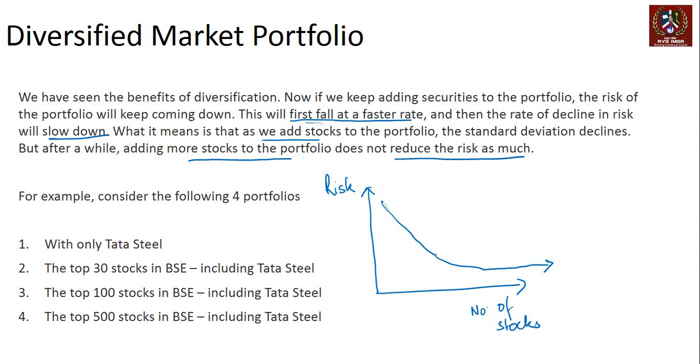Now, there are mathematical formulae which suggest that as you keep increasing n, where n is the size of the portfolio, beyond a point the reduction in risk becomes smaller and smaller. But to get this data from live markets, we are going to look at data with respect to the following four portfolios.